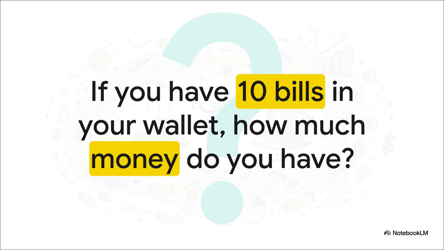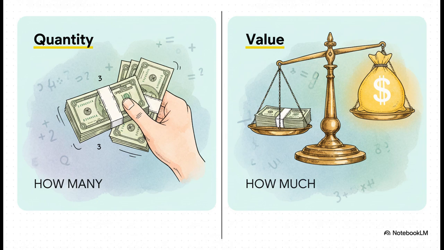It could be 10 $1 bills, which is just 10 bucks. Or it could be 10 $100 bills, which is $1,000. The number of bills is not the same thing as their total worth. And that's really the heart of it. Quantity is just the head count of the items, the 10 physical pieces of paper. Value is what they're actually worth in dollars and cents.